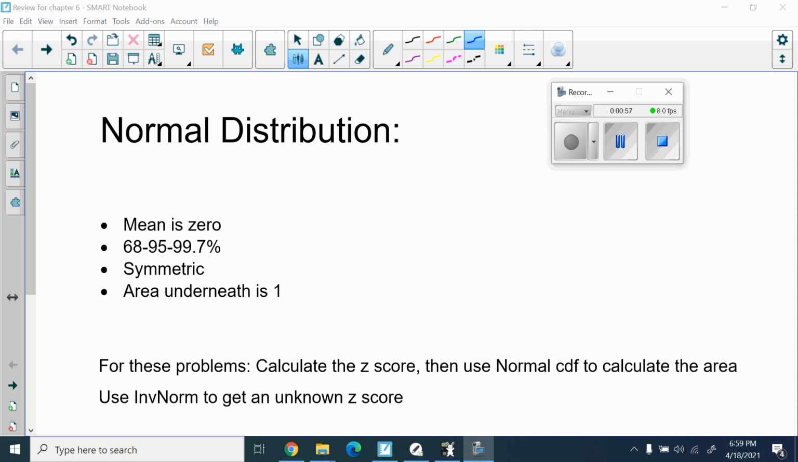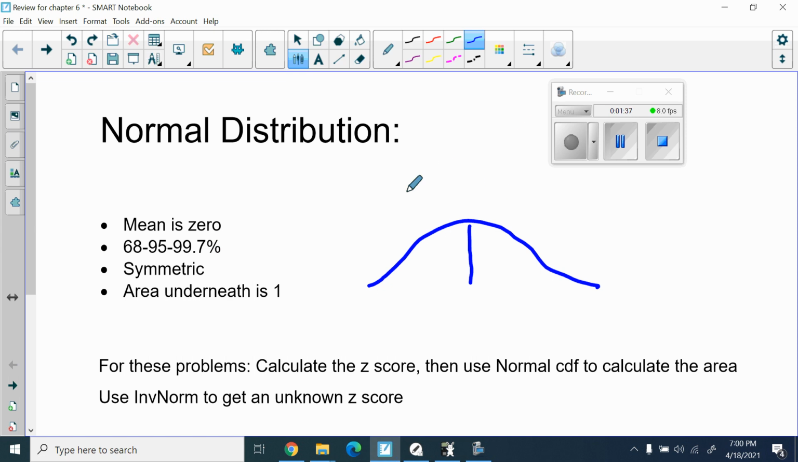Okay? So just basics about a normal distribution. Remember, a normal distribution is symmetric about the mean. Let's see if I can make it look halfway decent. Okay, so it's symmetric about the mean. The area underneath the curve is 1. And basically it never touches the x-axis. And remember the empirical rule, 68, 95, and 99.7.